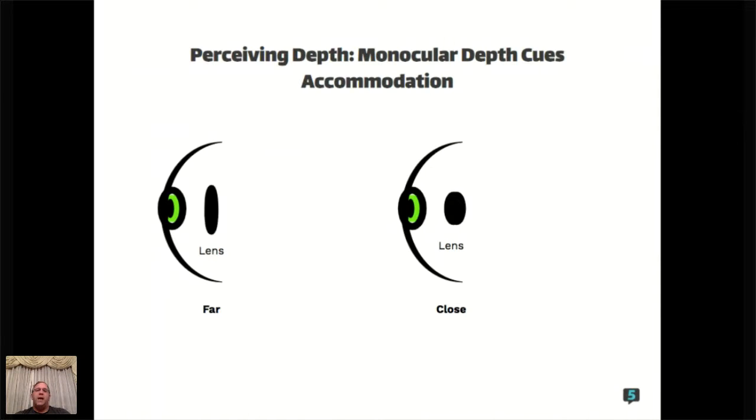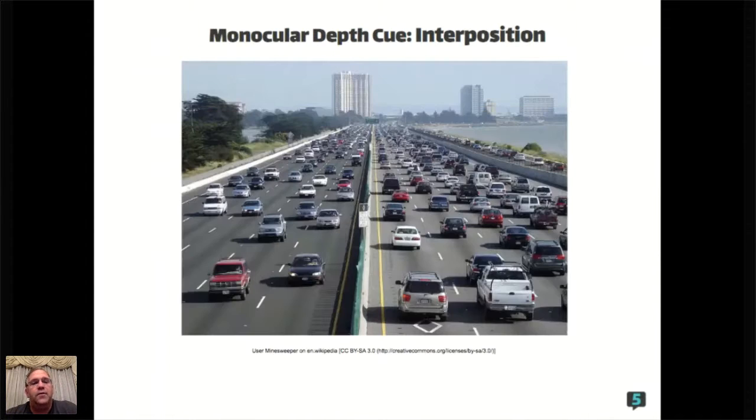Now, these next type of monocular depth cues are sometimes called pictorial depth cues. And they're called pictorial depth cues because, well, you can look at the picture and you're judging the picture. You're looking at all the elements of the picture. You're using your memory. You're using your experiences to judge, okay, this is close and this is far away.